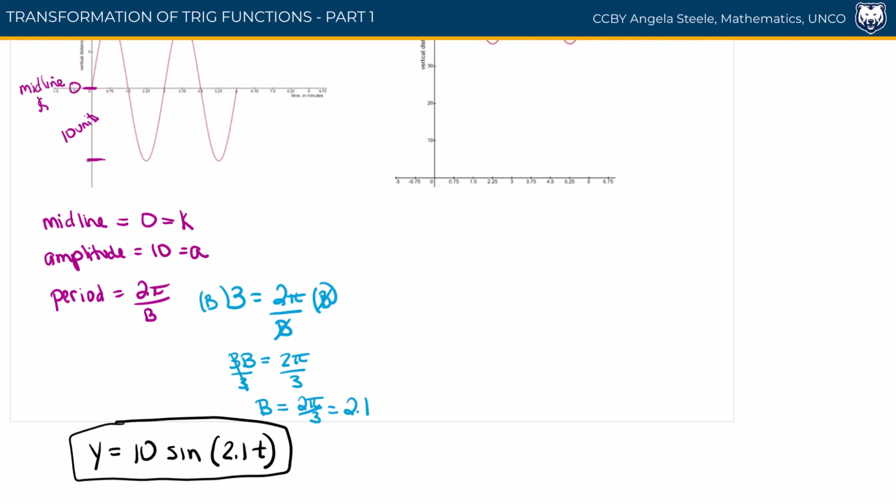Okay, now what I want you to do is take a look at this second graph, and I want you to identify what has changed from the first graph to the second graph. Is it the amplitude? Is it the vertical shift? Is it the period? And then once you discover what's different, then think about what the equation is going to be. So go ahead and pause the video to do that.